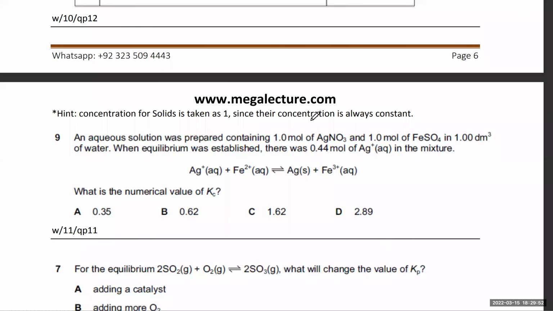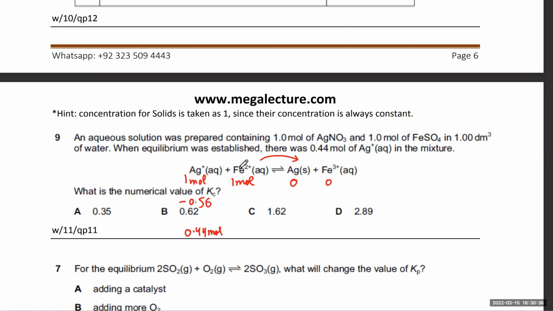Then do this one as well, 1 mole of silver ions. Silver nitrate has Ag plus ions. FeSO4 has Fe 2 plus ions. So 1 mole of this and 1 mole of this are mixed. This one is 0 and this is also 0. When equilibrium was reached, there were 0.44 moles of silver ions. So how much got used up? 0.56, because 0.44 is left. Okay, so that means the reaction went forward, 0.56 have reacted, right?